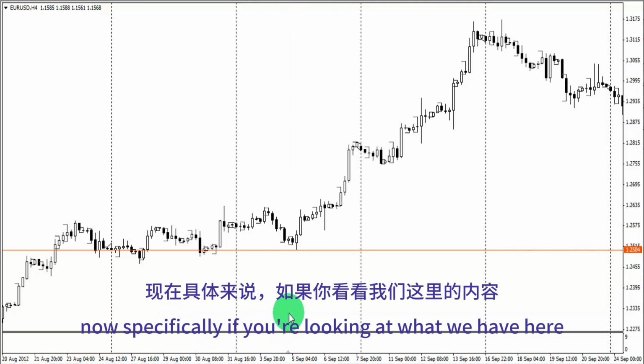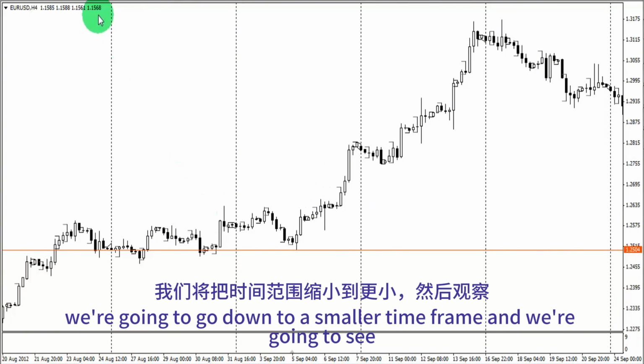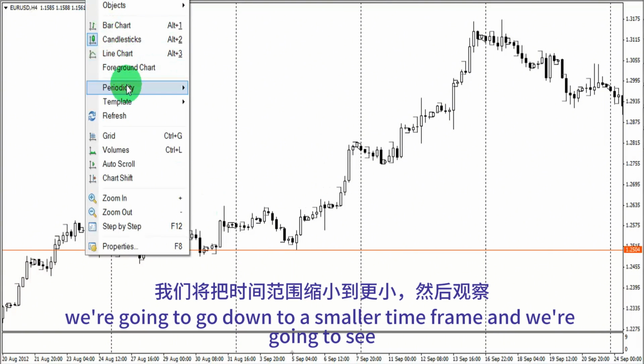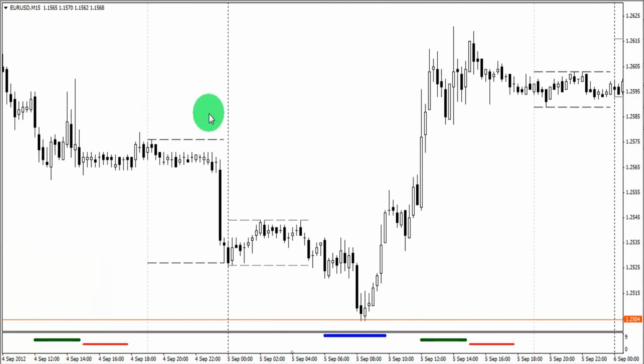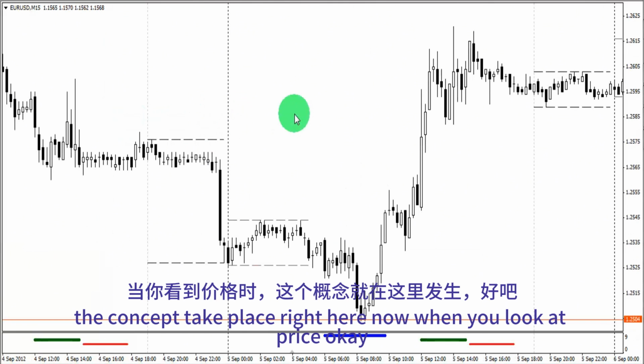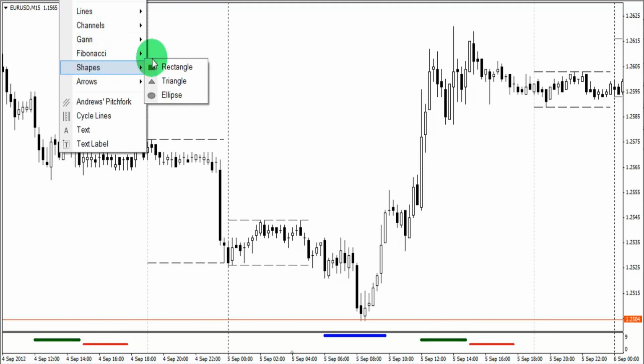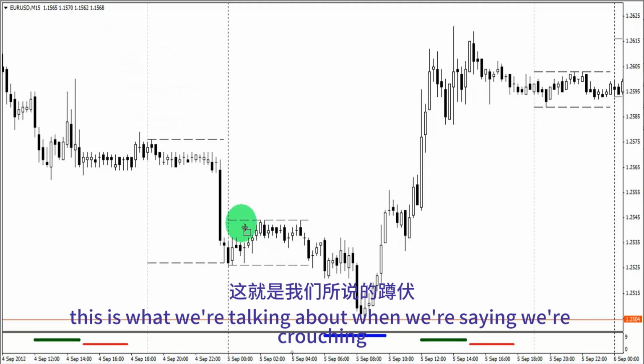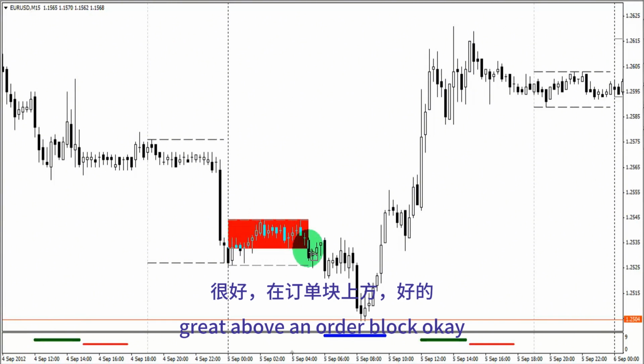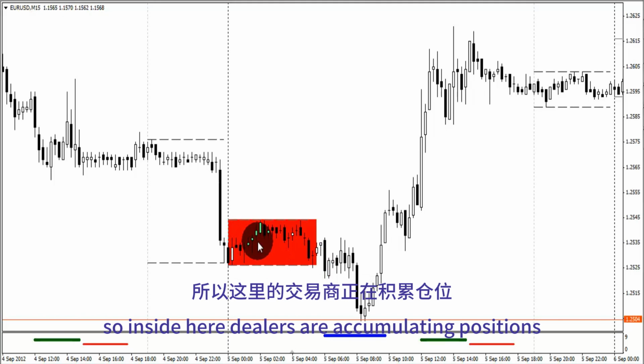Now, specifically, if you're looking at what we have here, we're going to go down to a smaller time frame, and we're going to see the concept take place right here. When you look at price, more specifically right in here, this consolidation, this is what we're talking about when we're saying we're crouching right above an order block. Inside here, dealers are accumulating positions.